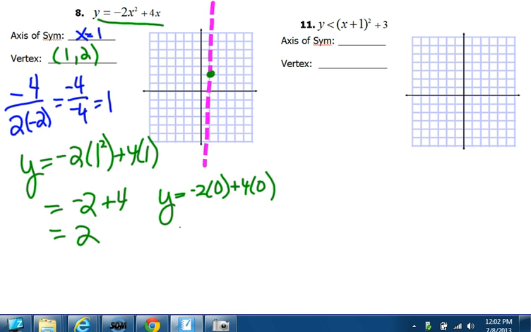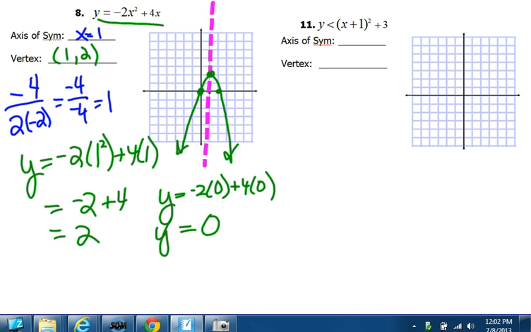And when x is 0, y is also 0. So we're here at the point (0, 0). So I know it curves down like this. If it goes 2 down and 1 over here, it has to go 2 down, 1 over here, because it has to curve down like that. So I can find my curve.